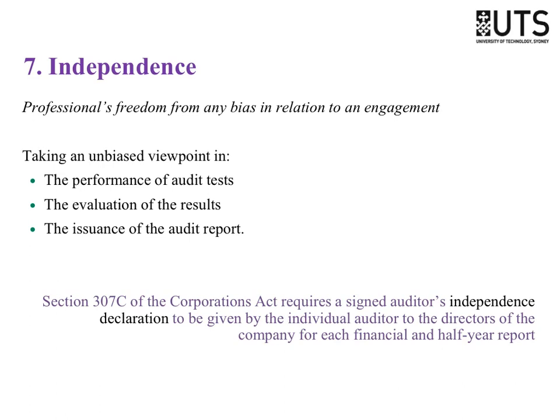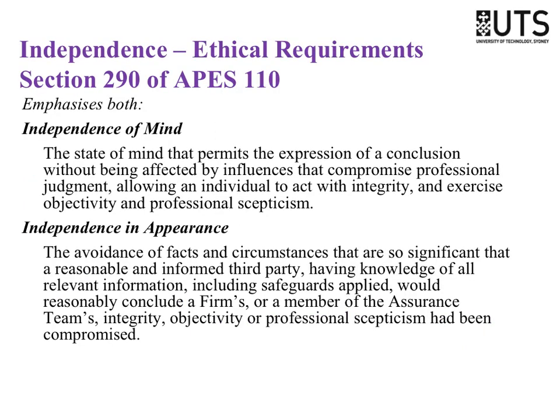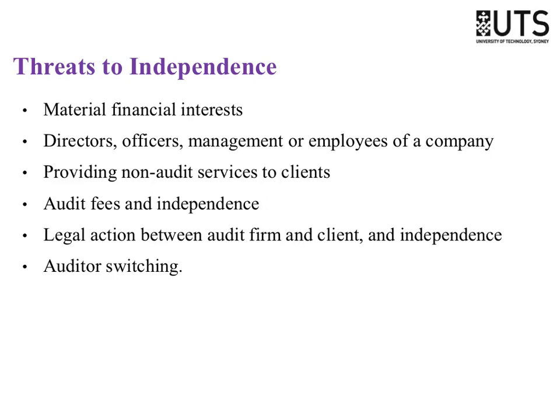So independence is about being unbiased, it's being objective, it's professional freedom and free from bias. We must be independent, and we've already talked about the declaration that we have to do. And we have to be independent in two different ways. We have to be independent in our minds. So we have to think as if we're independent, and then it also has to appear independent as well. All right, so even the appearance of impropriety can create issues. So we need to both be independent in our minds and also in our appearance to other people.